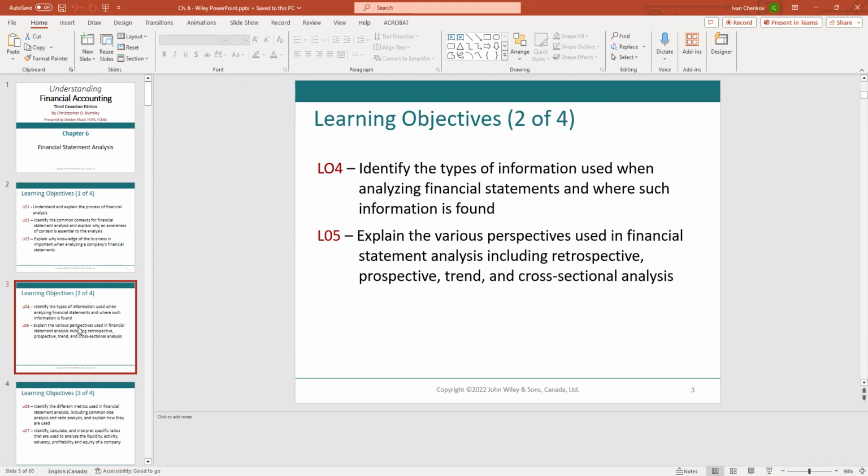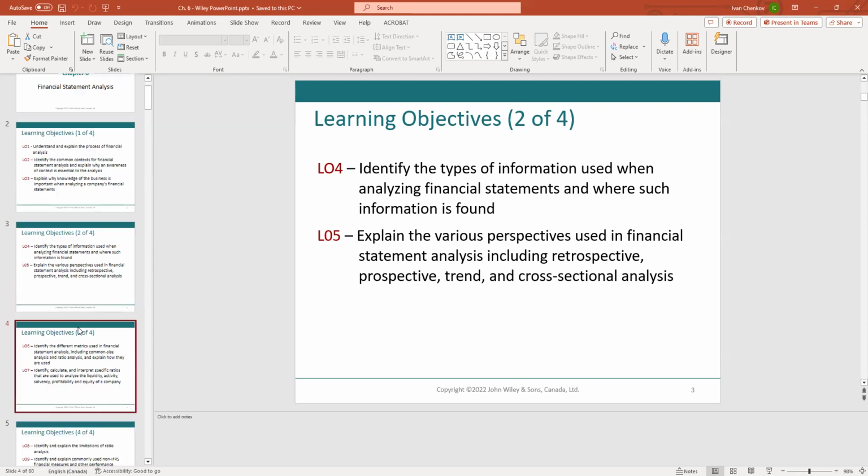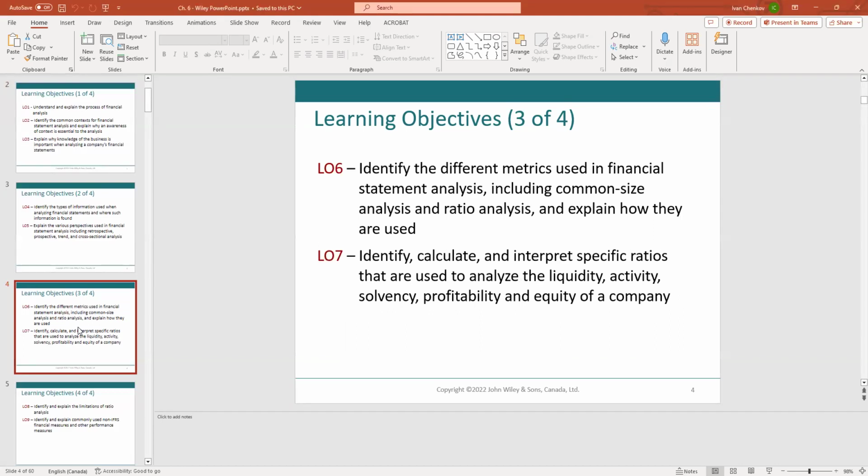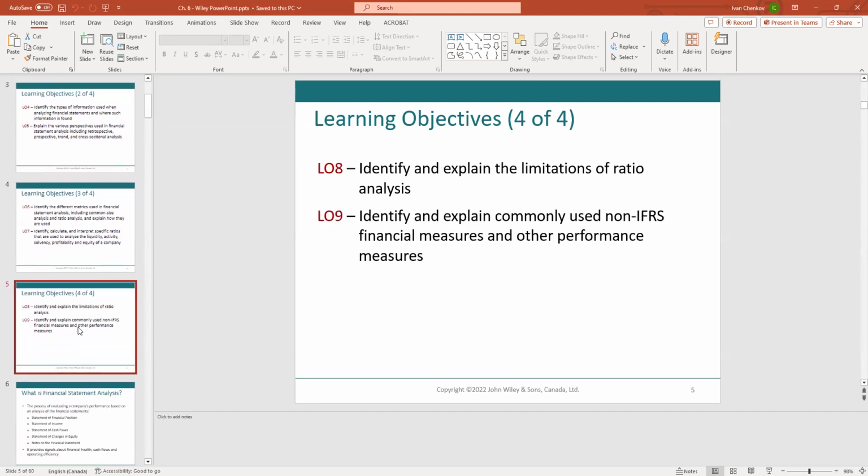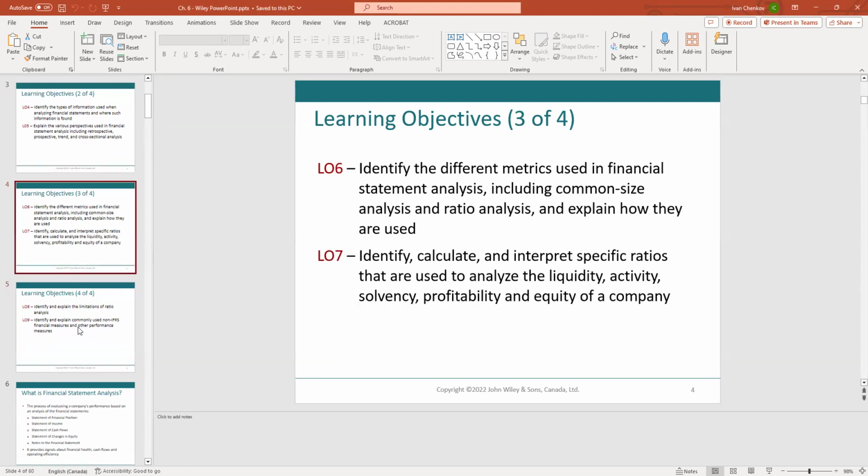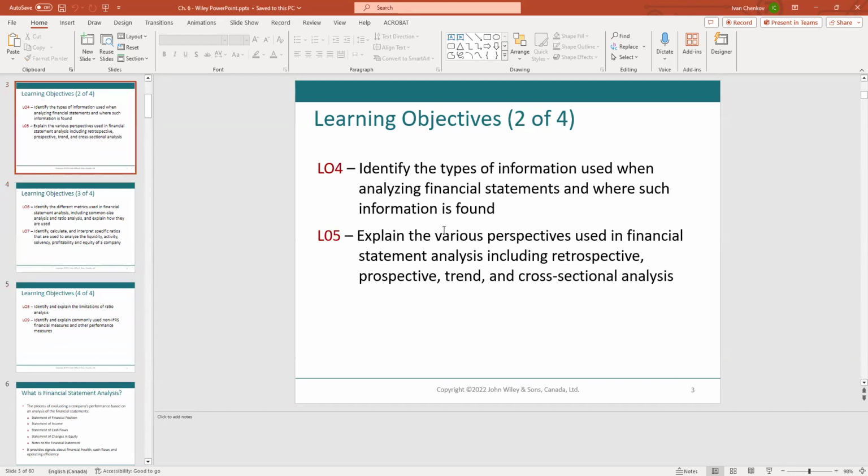We're going to explain the various perspectives, identify different metrics, identify, calculate, and interpret specific ratios, identify and explain the limitations of the ratios, and explain the commonly used non-international financial reporting standards financial measures. The most important part of the whole process is that you have to understand calculating the ratio.